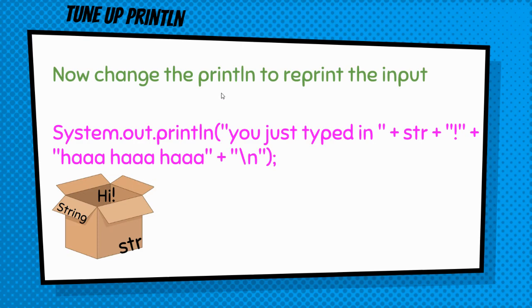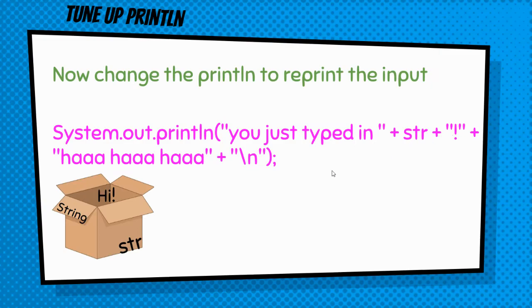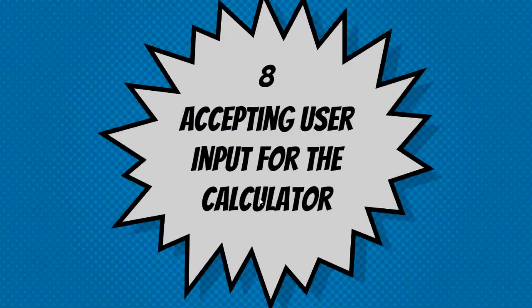Okay, now change the print line to reprint the input. We already did this. Something like that. Anyway, I didn't add the exclamation point, but you can. All right, so that's it.